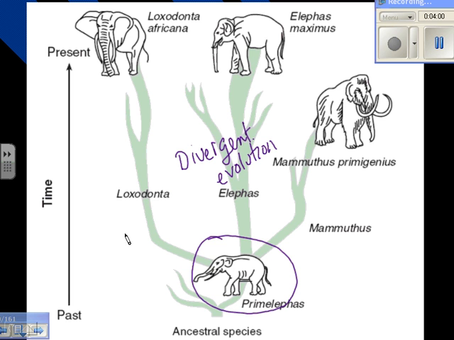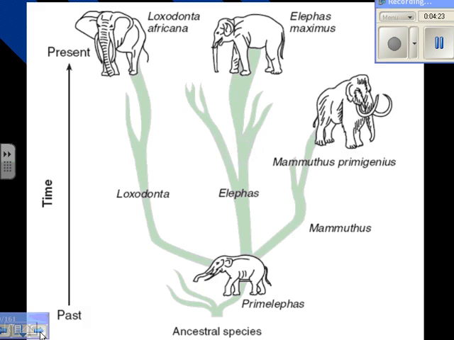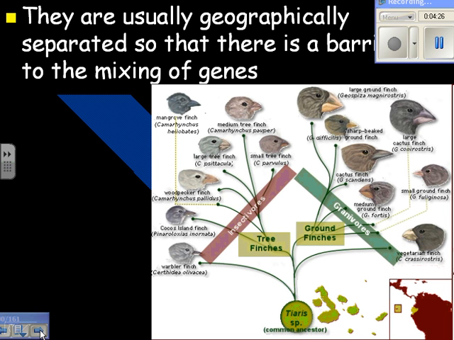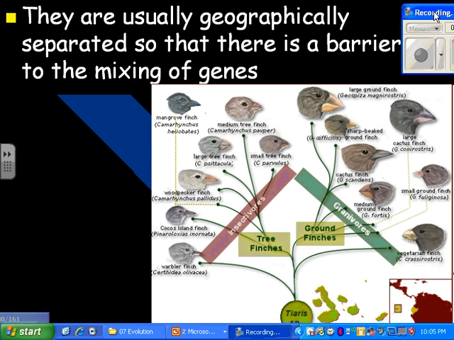So these organisms would have homologous structures. These are structures that are similar because they come from a common ancestor. Even if they don't look the same, there's something similar about them. So maybe the trunk, they all had a trunk. They all have these fairly big ears on the side of their heads. Some of them got much bigger. They all have this little tail. They're usually geographically separated so that there's a barrier to the mixing of genes.